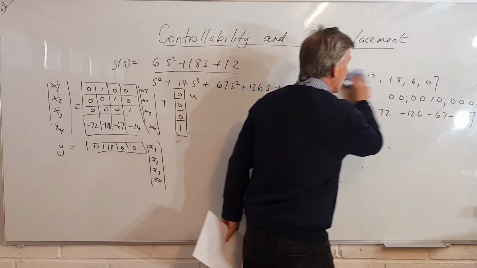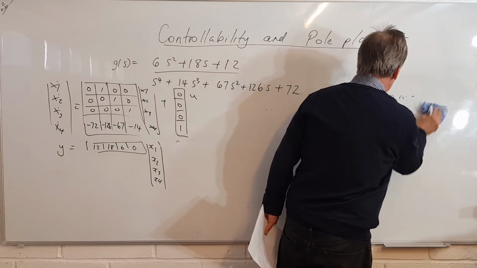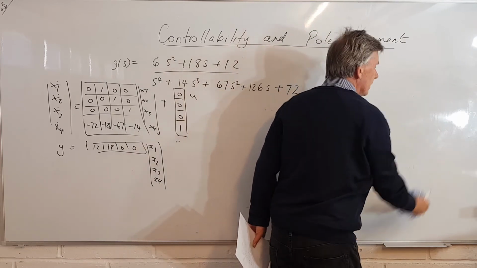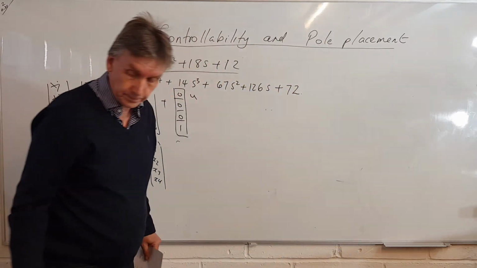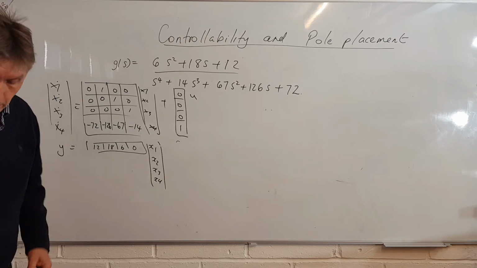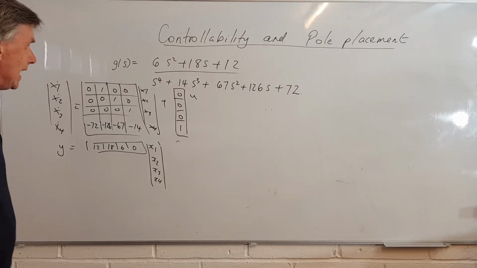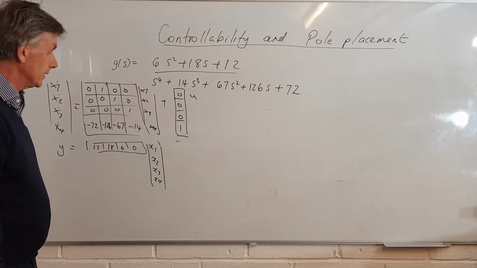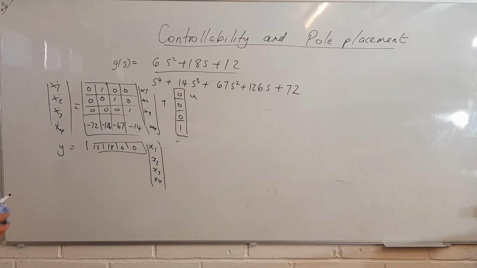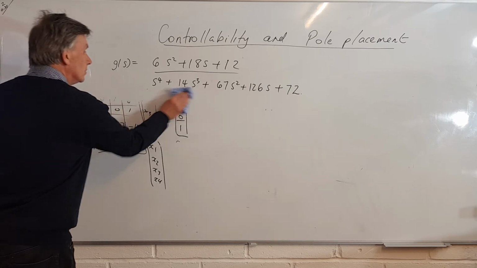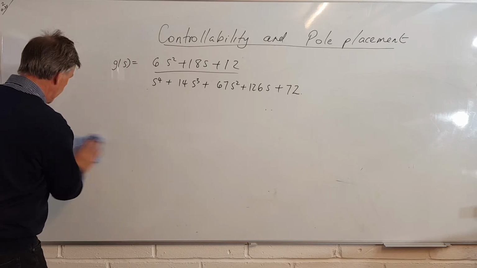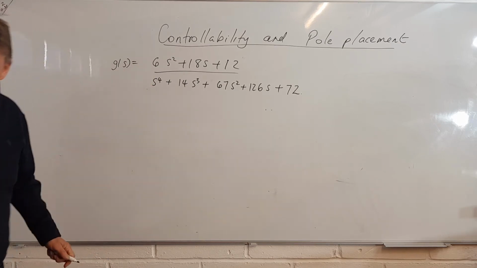So what that's shown us is that the system now, because the determinant came out as 0, has a pole zero cancellation. Now, we might be able to work out where the pole zero cancellation is, but this is not always straightforward, because it would involve factorising these two polynomials.